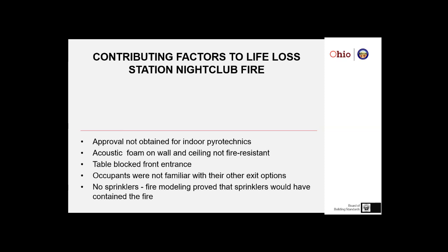Ironically, about a week before this fire occurred in Minneapolis at the Fine Line Music Cafe, there was a very similar situation caused by indoor pyrotechnics. The difference there: sprinklers contained the fire, the employees were trained, a smooth exit from that building occurred, and no one lost their life.